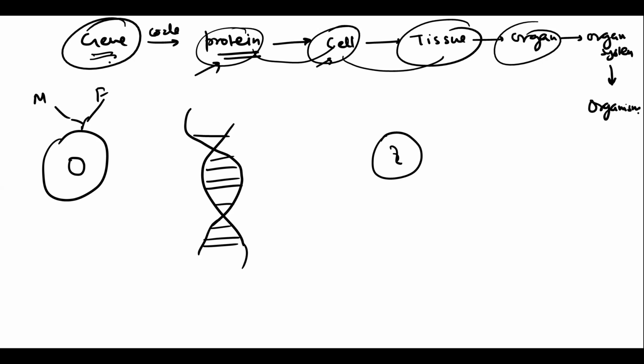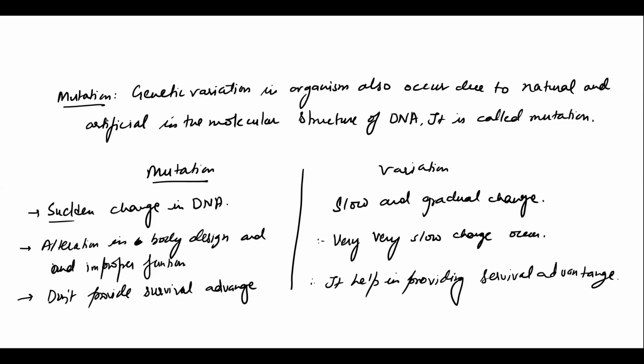Okay, next is mutation. What is mutation? Tell me. Mutation is something where we are going to get variations. Why are we getting variations? Because we get different environments to adapt to. The variation is due to DNA copying.